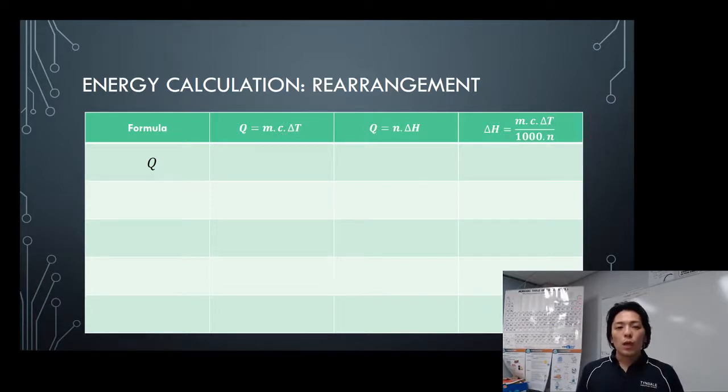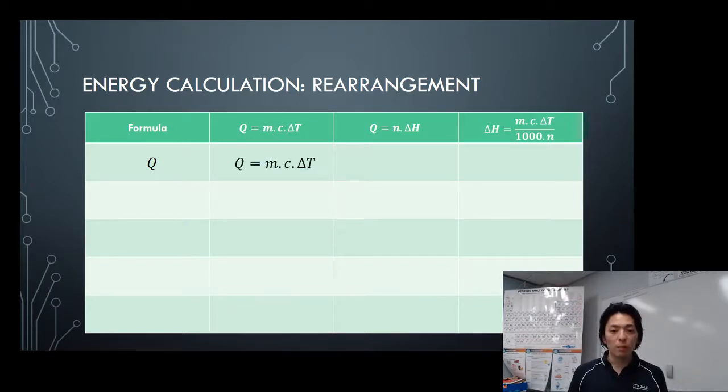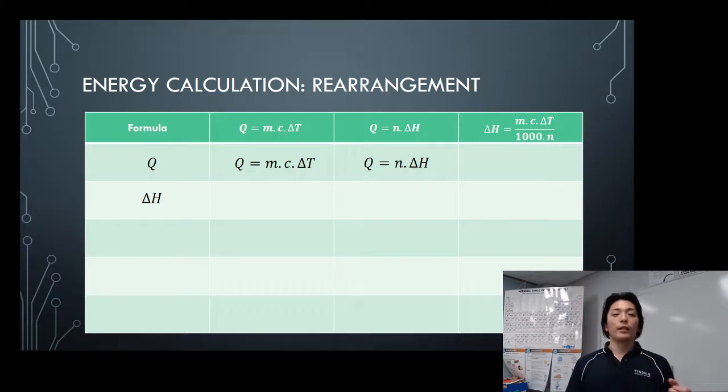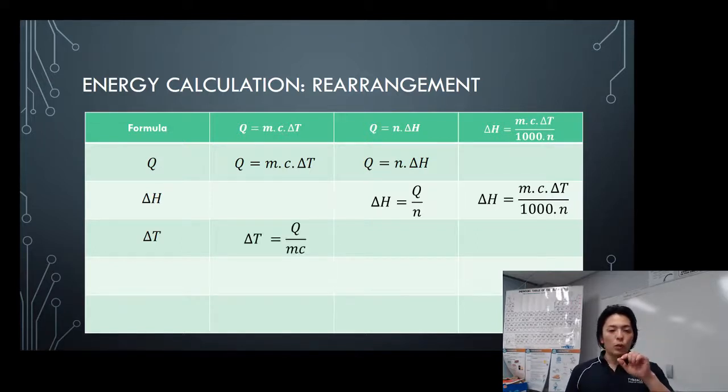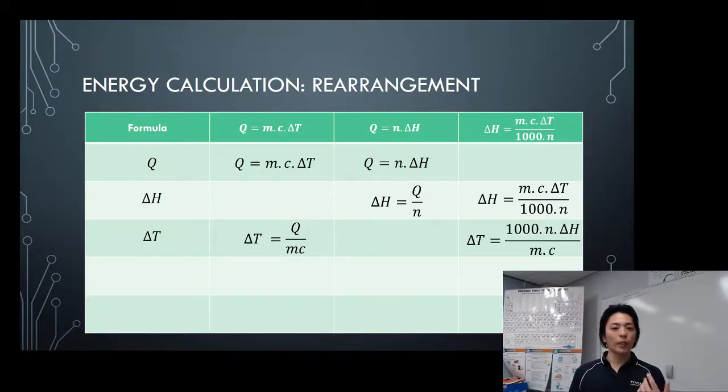One thing you need to be able to do with these formulae is rearrange them and find what you want to find. Q can be found with the first two already. There's no Q in the third formula, so let's move on to delta H. Delta H can be found from the third formula, which already has delta H in it, and the second one can be rearranged into delta H equals Q over N, that is heat over number of moles. Delta T is going to be a very similar thing. The first one can be made into delta T equals Q over MC, and the last one into delta T equals 1000 N delta H over MC.